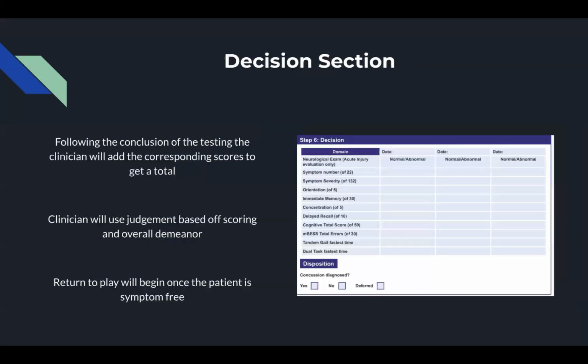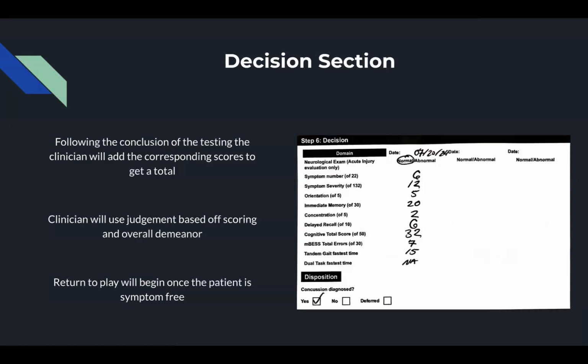Finally, the decision section. Following the conclusion of the testing, the clinician will add the corresponding scores to get a total. The clinician will use judgment based off the scoring and the overall demeanor of the athlete and situation. So as you can see from our scoring, the day was indicated that the injury happened. The clinician noted normal under neurological exam. The symptom score, the symptom number specifically was 6 as scored before. The severity was 12 as mentioned before.